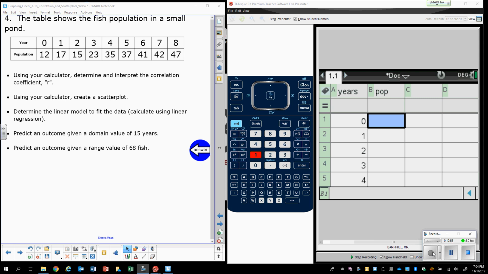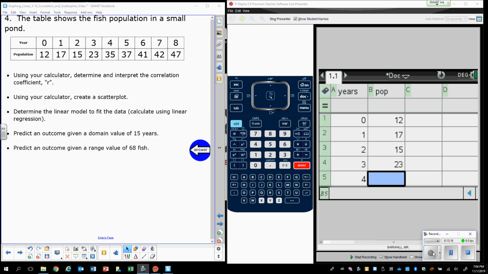So at year 0, there were 12 fish. At year 1, there were 17. At year 2, I've got to go back up. At year 2, there were 15. At year 3, there were 23. There we go. At year 4, there were 35.